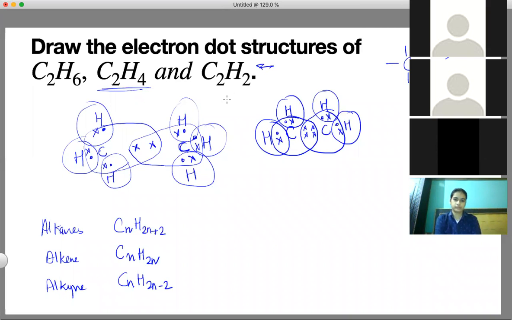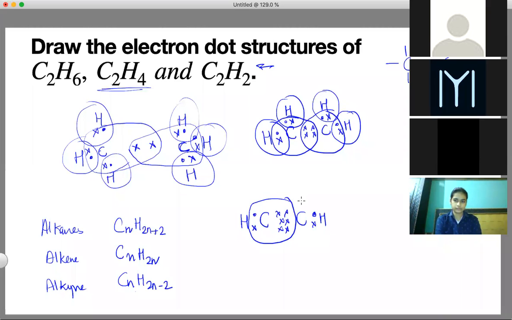Now similarly this is CnH2n-2, so this is an alkyne. We will have two C's with a triple bond, and we are left with one hydrogen each. Okay, this is the structure for this.